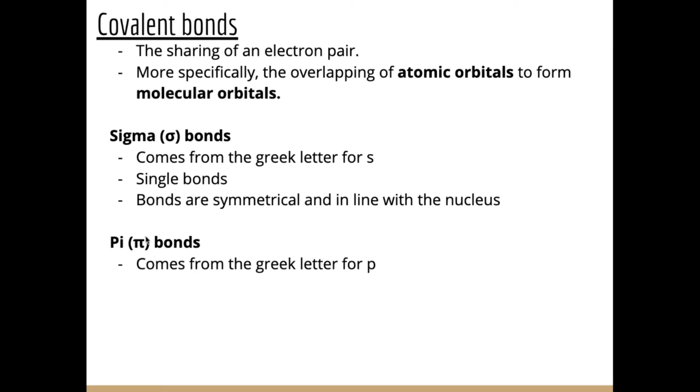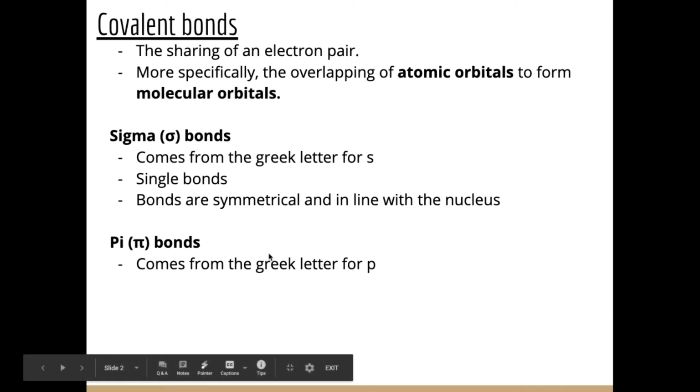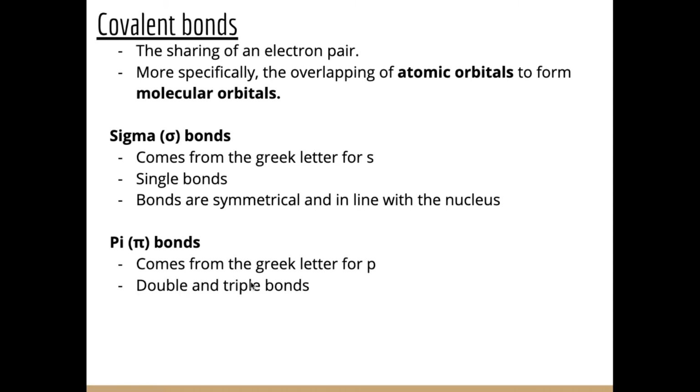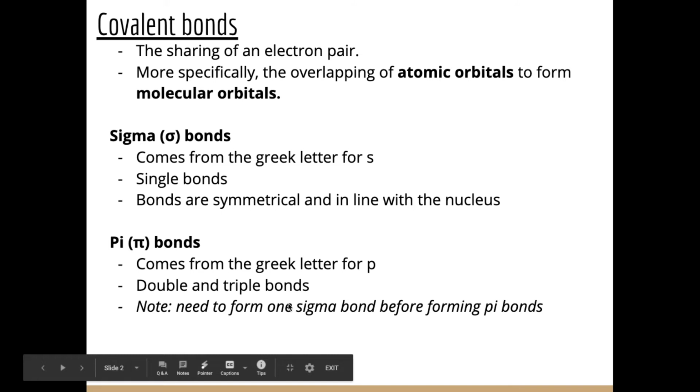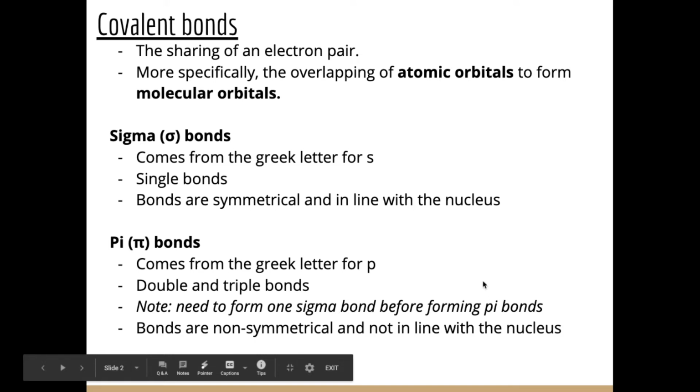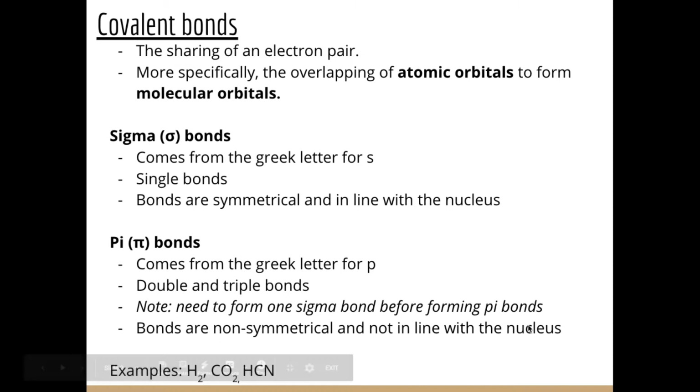Pi bonds. This comes from the Greek letter for P, pi being the Greek letter for P. Again, P orbitals is where it comes from, the S and the P. These are our double and our triple bonds. And note that we need to form one sigma bond before forming a pi bond. Bonds are non-symmetrical and not in line with the nucleus. What do I mean by all of this? Let's have a look at some examples.